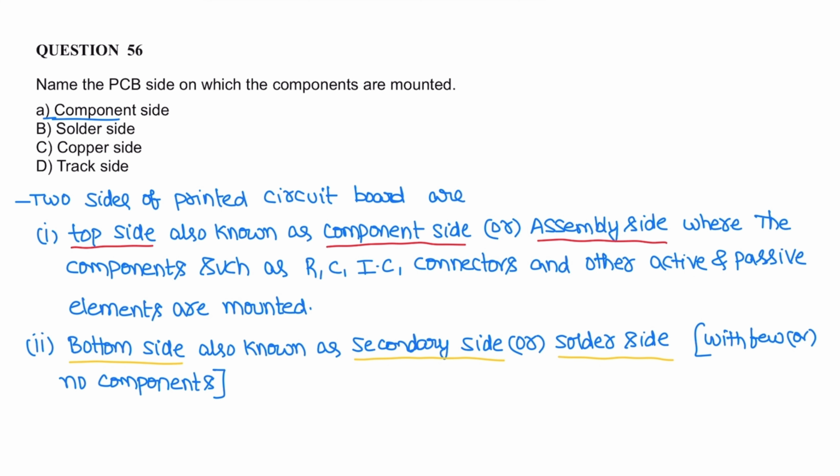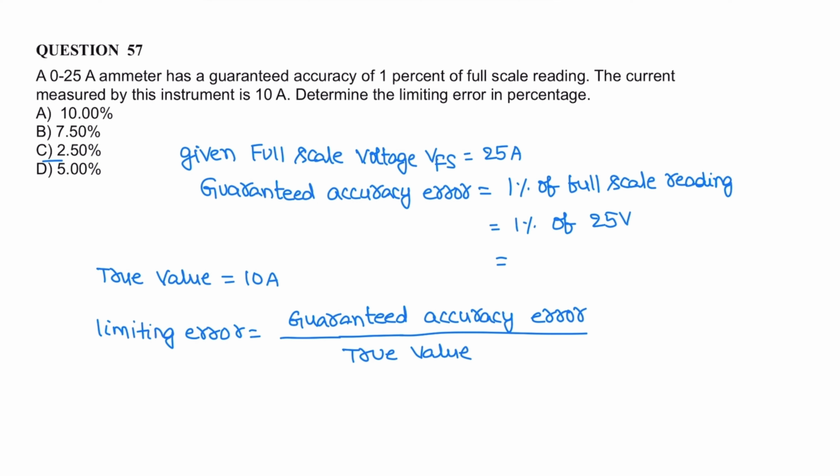Next question. A 0 to 25 ampere ammeter has guaranteed accuracy of 1% of full scale reading. The current measured by this instrument is 10 amperes. Determine the limiting error in percentage. So given full scale value, IFS is 25 ampere. So guaranteed accuracy error is 1% of full scale reading, 1% of 25.